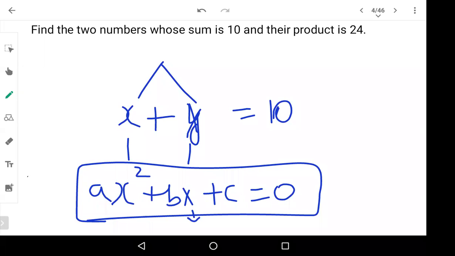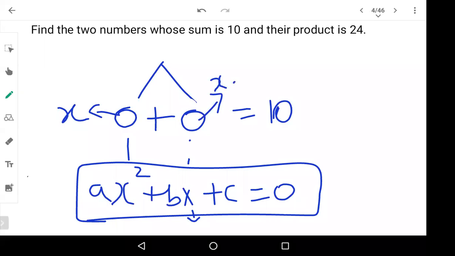Correct? So there are two numbers whose sum is 10. If I assume one of the numbers to be x, the other number I can take as x minus 10.